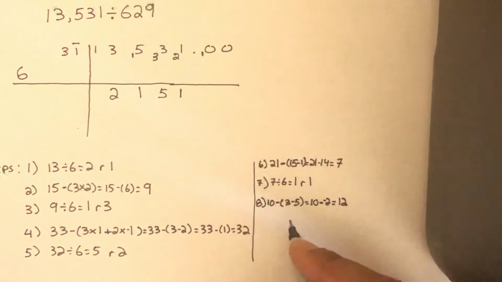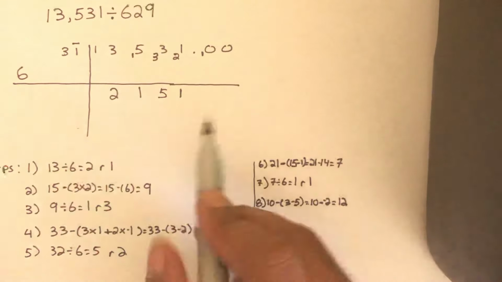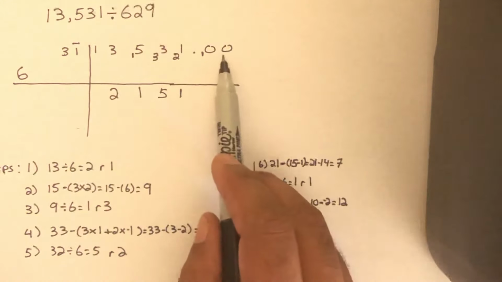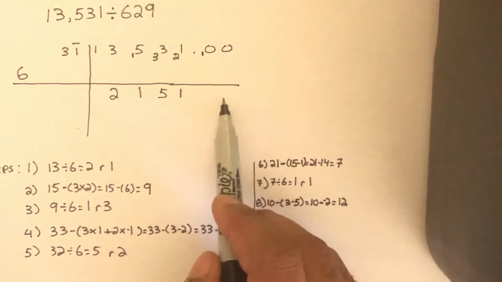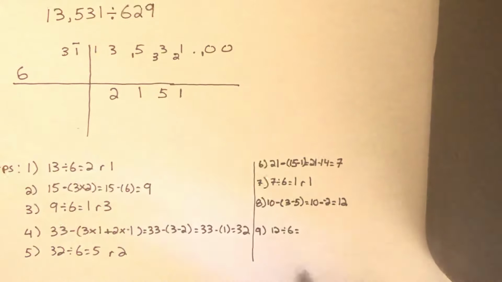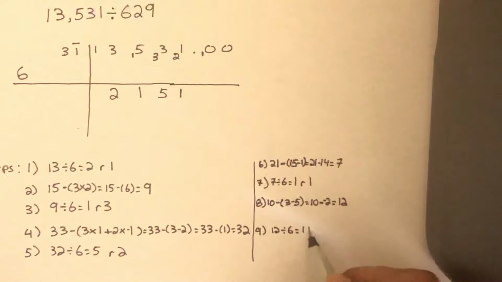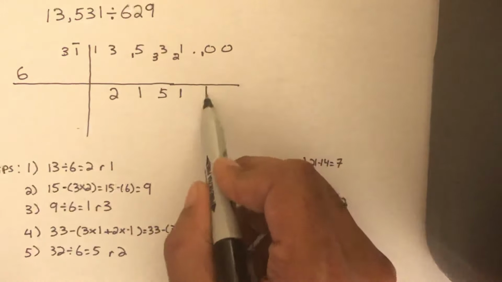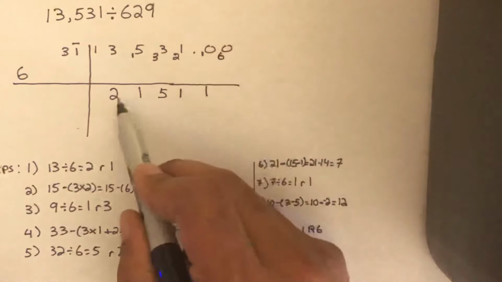Excellent. So step 9, ready for the division? 12 divided by 6. Now, I'm not going to say 2 remainder 0. I'm going to say 1 remainder 6 because I know that I don't want to get a negative answer right here when we subtract the flag digit and the quotient figure. So I'm going to say 1 remainder 6. So I put a 1 right here, and I put a 6 right here.